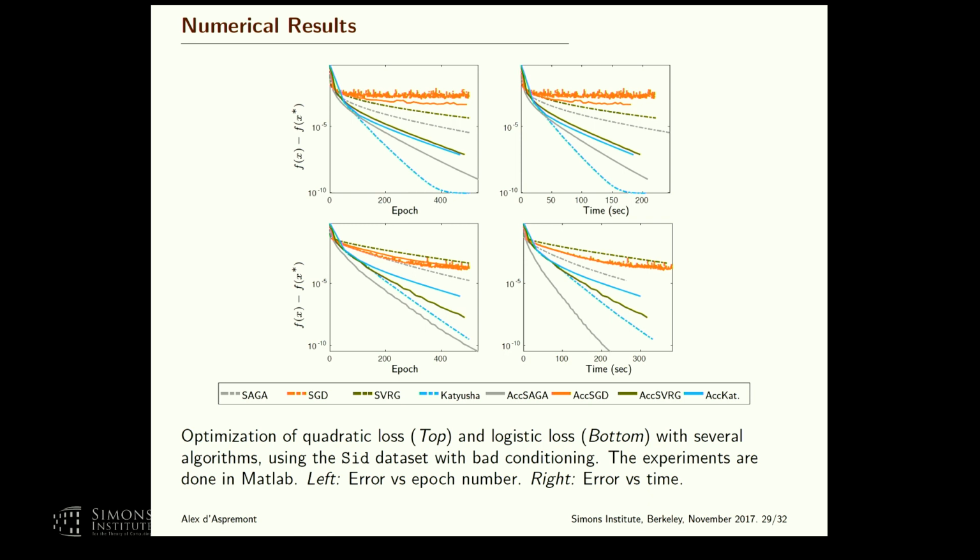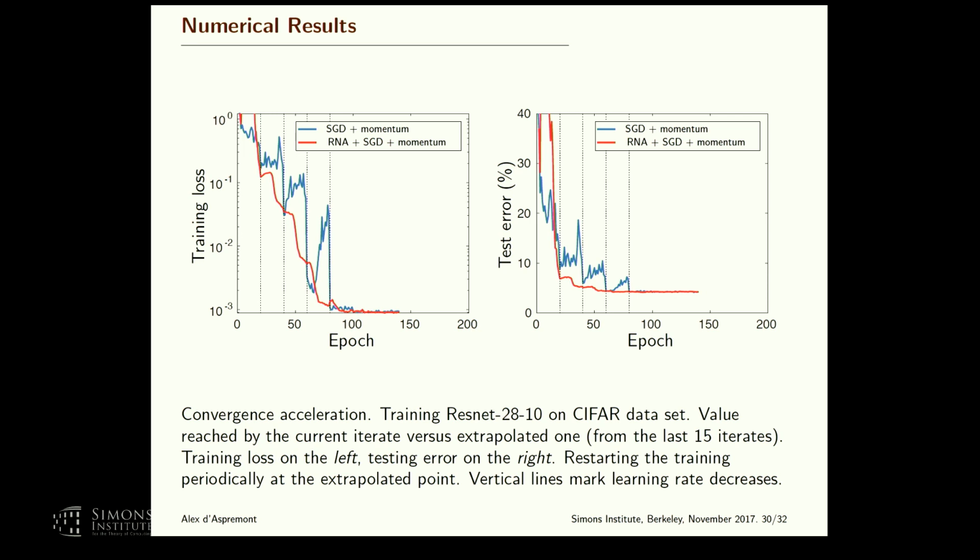I won't go into details, but basically, accelerating the basic stochastic gradient gives you a performance like this. And in some cases, accelerating, for example, Saga, which is in gray somewhere, gives you an improvement. But again, the picture is a little bit more mixed.